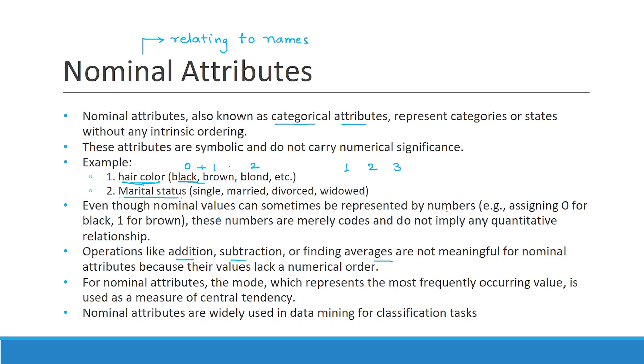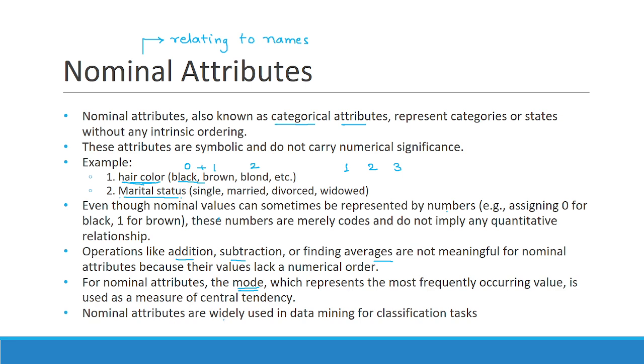Those numbers will not have numerical significance. That is why we cannot calculate mean or median for nominal attributes. So how can the central tendency be measured? The central tendency of nominal attributes can be measured using mode. Mode represents the most frequently occurring value. So for nominal attributes we can calculate mode, but not median or mean.